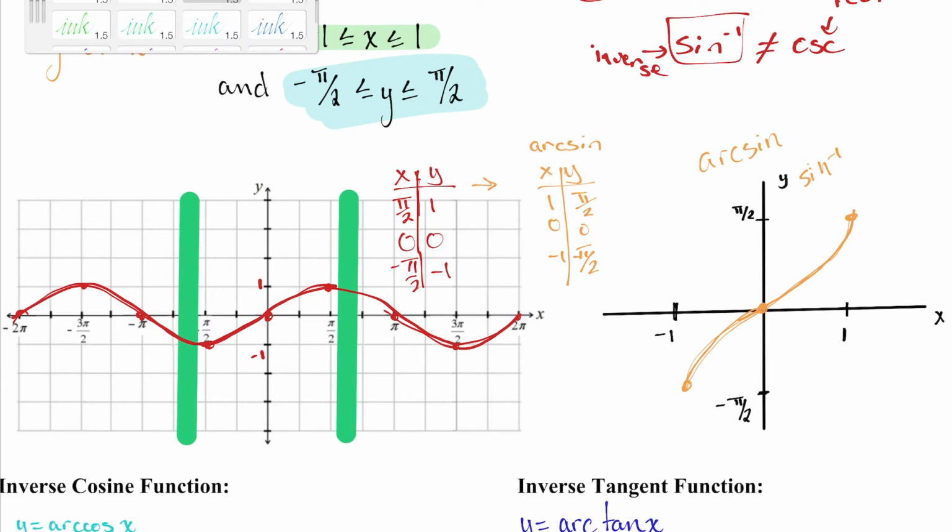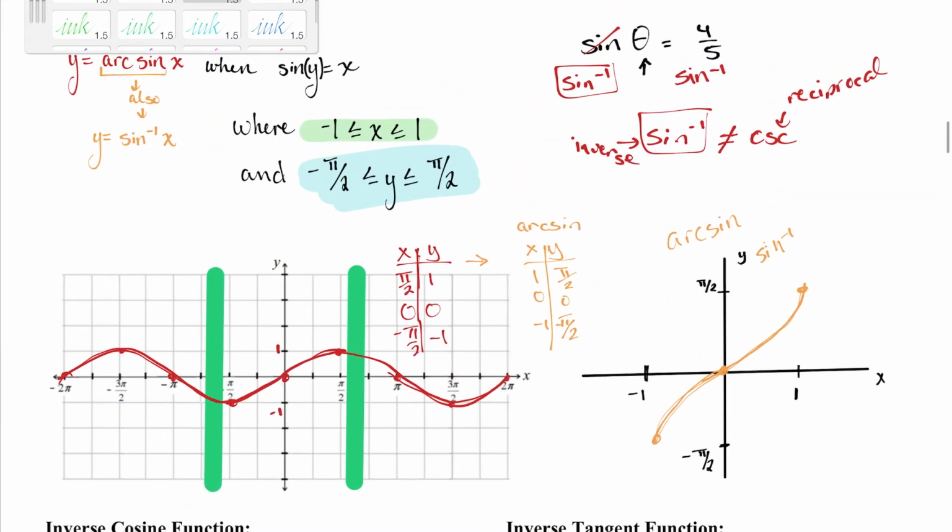We can also graph it. You could plug in y equals sine to the negative first of x in your calculator and see how that looks. Again, what I mostly use it for is just to undo the sine to solve for an angle.